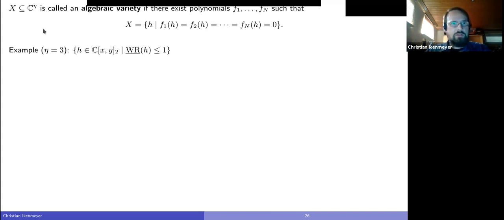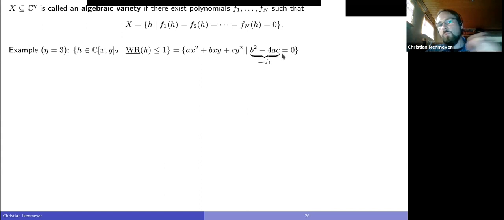For the example, if you put eta to 3, then you can think of this set of border warring rank at most 1, and this is exactly when the discriminant is 0. So this is one of the functions f1. Here it's a bit simplistic because there's only one function. In general, you could have more functions that need to be 0 at the same time.